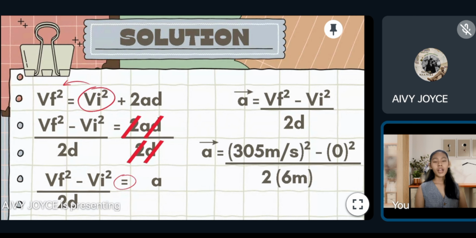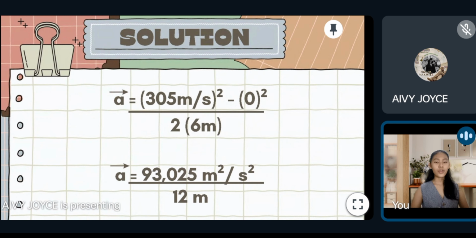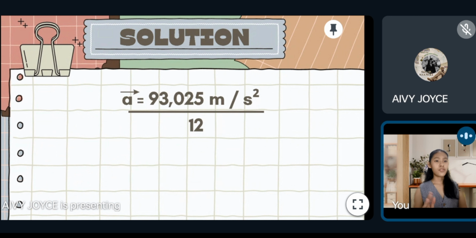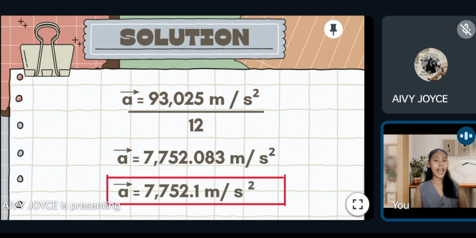Substitute the numbers. It is going to be 305 meters per second squared minus 0 squared over 2 times 6 meters. Solving this, it is going to be 93,025 meters squared per second squared over 12 meters. Since we have the same unit, up and down, we're going to cancel the meter. We're going to be left with meter only since we canceled the meter squared. And then we're going to divide, giving 7,752.83 meters per second squared. Since our goal is to have a rounded number with one decimal place only, it is going to be 7,752.8 meters per second squared.